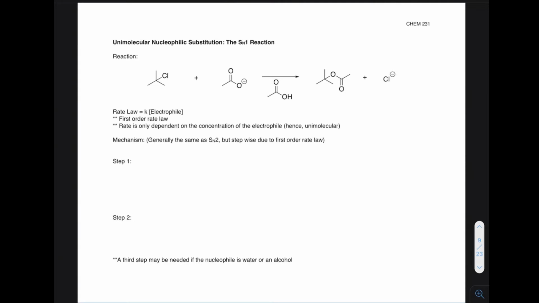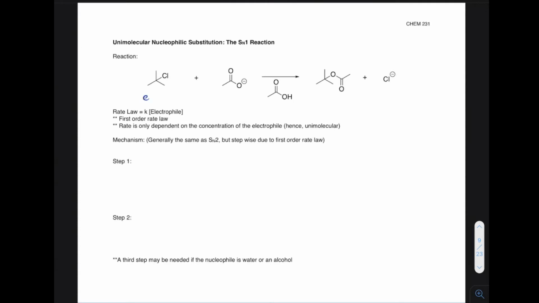But essentially, for an SN1 reaction, we have to look at the rate law. And what it means is it is dependent not on the electrophile and the nucleophile, but just the electrophile. So it is a first-order rate law. It's dependent only on the concentration of the electrophile, hence why it's called unimolecular. So what does that mean? What does it mean to just be dependent on the concentration of the electrophile?